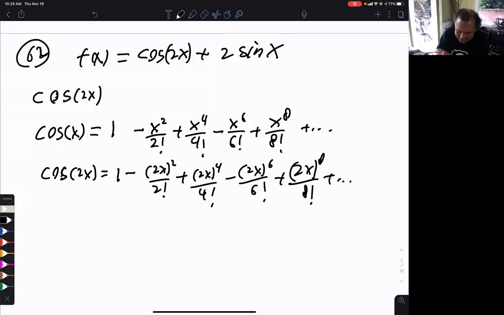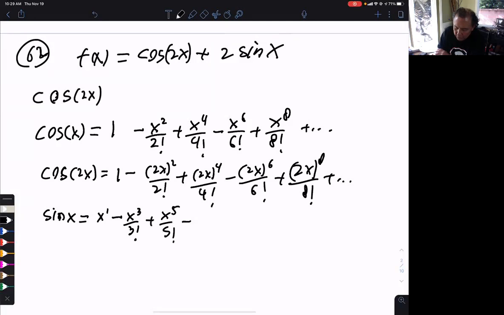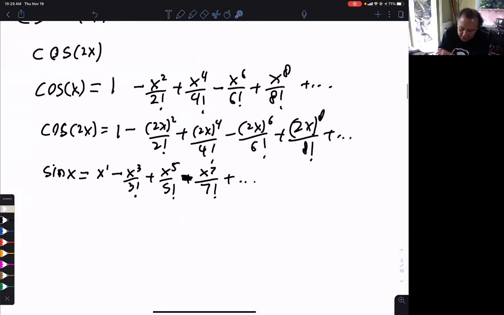So we found the first part. The sine x is going to start at x to the 1st power. And it's all the odd powers. So it's alternating signs. It's going to be x cubed over 3 factorial, x to the 5th over 5 factorial, minus x to the 7th over 7 factorial, plus dot, dot, dot. But we want 2 sine x. So we're going to multiply everything by 2.